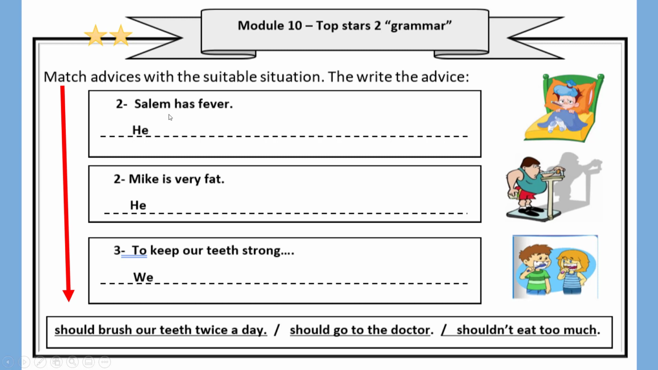Number one, Salim has fever. He should go to the doctor. Number two, Mike is very fat. He shouldn't eat too much. To keep our teeth strong, we should brush our teeth twice a day.